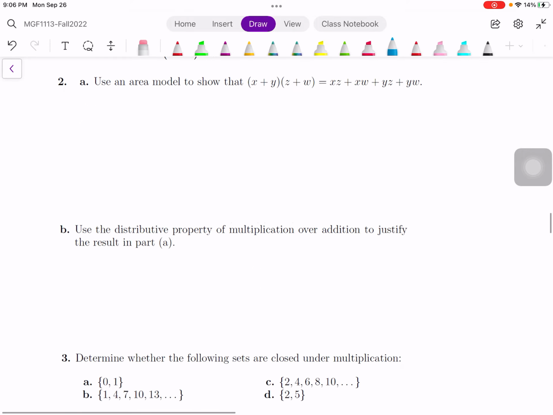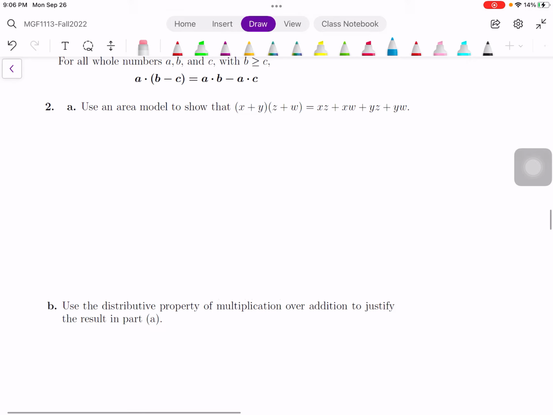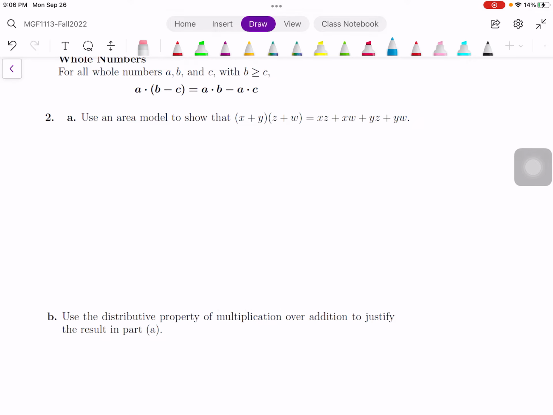Okay, let's play around a little bit with those models and show some other properties we can derive. So use an area model to demonstrate that (x plus y) times (z plus w) is the same as x times z plus x times w plus y times z plus y times w. A lot of us probably see what happened algebraically. We call it that we foiled it, because we used first, outer, inner, and last, where we distributed it.